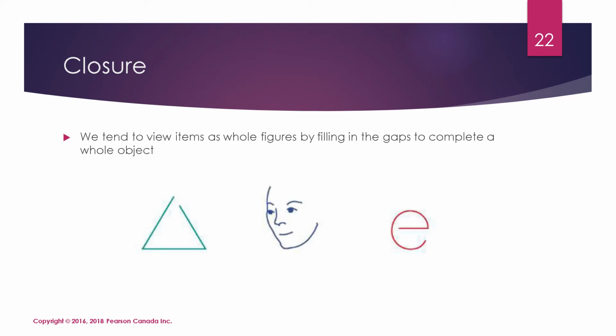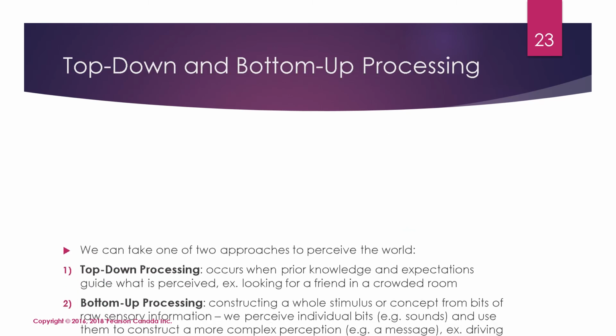And then finally for closure, and this one's probably honestly the simplest one to explain, we tend to view items as whole figures by filling in the gaps to complete a whole object. So obviously if you're looking at this triangle here or the E, we still perceive it as a triangle or an E, even though technically it's not, because they have a little gap in them. With the face, we can perceive that as someone's face, even though there's nothing up at the top for the head. So our brain does the work for us in these instances, and it fills in the gaps in order to complete a whole object.